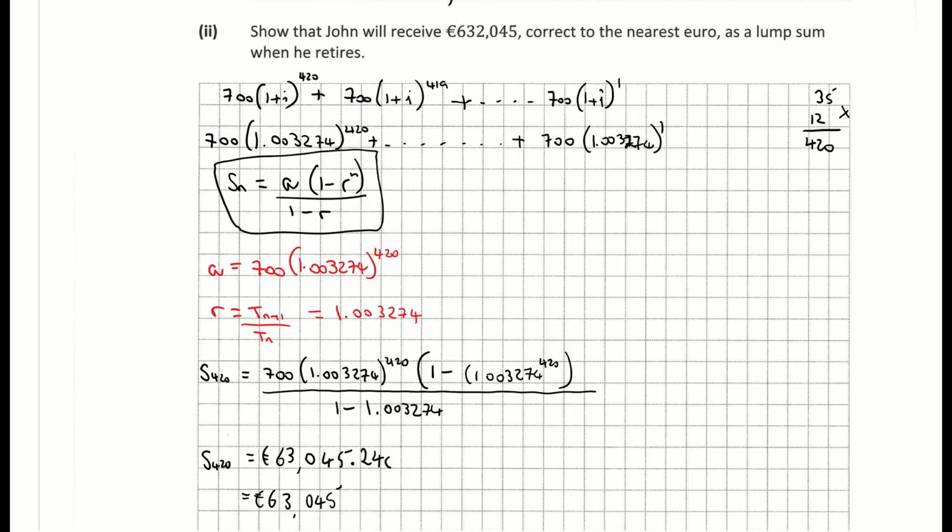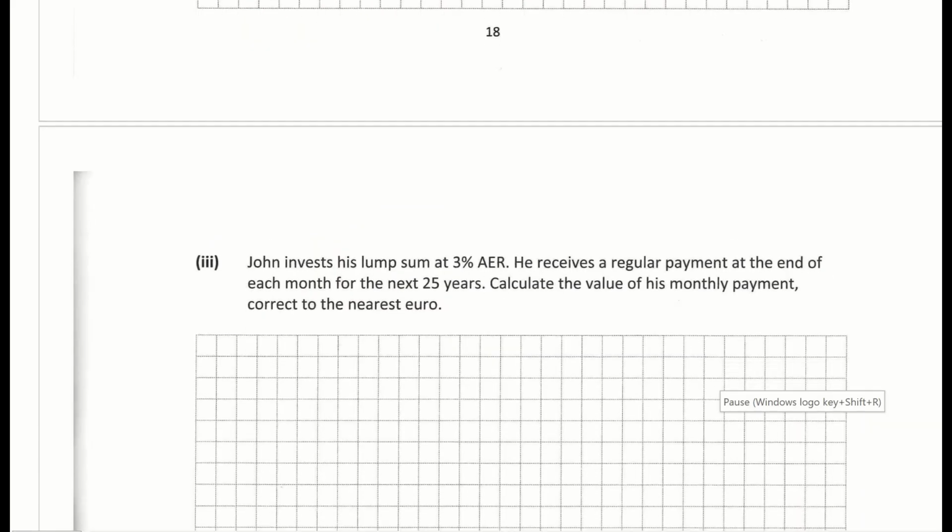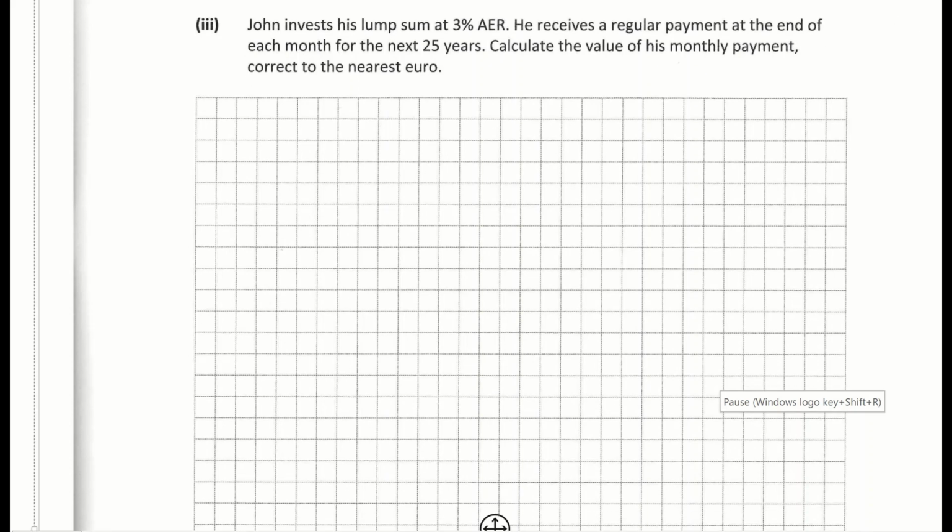Let's scroll down to the next part. So our final part of this question is using a lot of information, types of parts of a question we've already used. So first of all, calculate: John invests a lump sum at 3% AER, so annual again. He receives a regular payment at the end of each month. Calculate the value of this payment. So he's receiving it every month. So it's again back to part C.